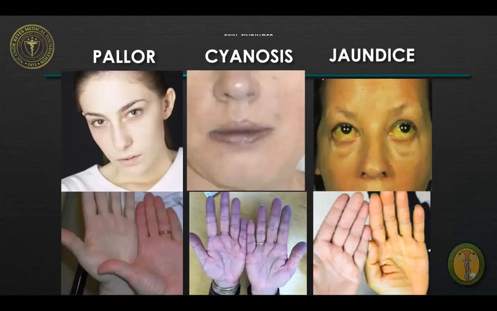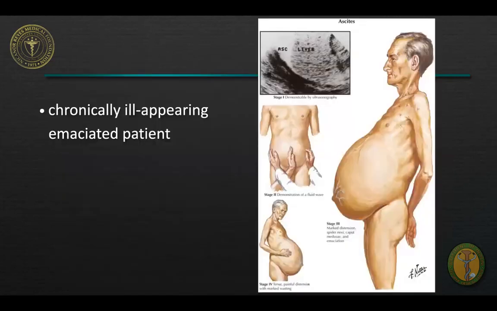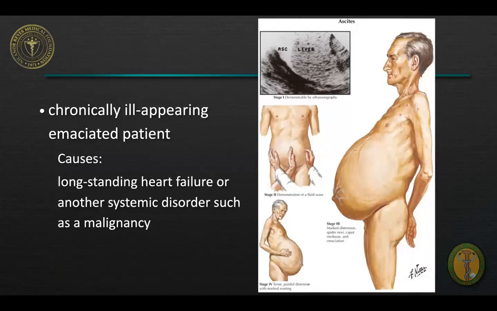Other clinical signs that may give you clues to cardiovascular diseases are the following: pallor, cyanosis, or jaundice. The picture shows you a chronically ill appearing, emaciated patient, which may suggest a long-standing heart failure or could be a sign of another systemic disorder, which is malignancy.